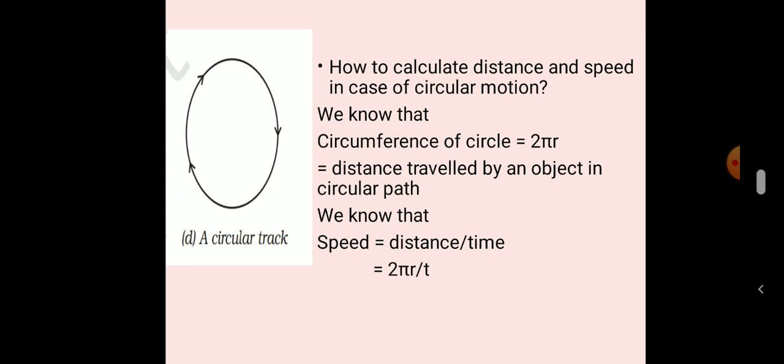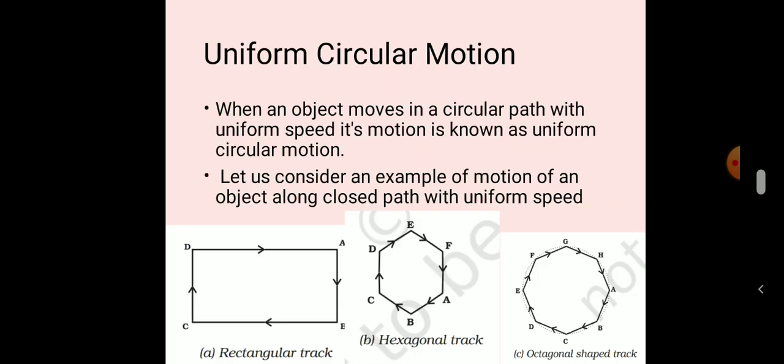If the athlete moves with a velocity of constant magnitude, his velocity changes only due to the change in the direction of motion. And the motion of the athlete moving along a circular path is therefore an example of an accelerated motion. Right? So we can say that when an object moves in a circular path with uniform speed, its motion is known as uniform circular motion.